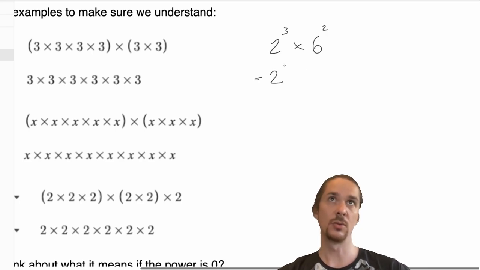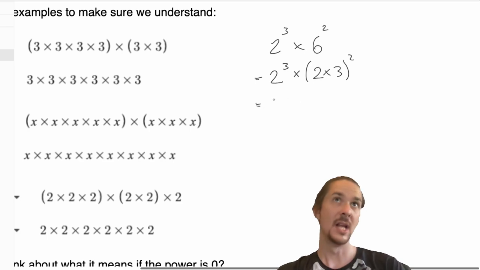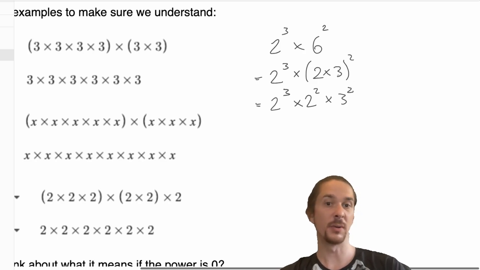So this is 2 to the power of 3 times 2 times 3 to the power of 2. Now, this is foreshadowing something that's coming. I'm actually going to explain how we deal with these brackets later, but right now, just assume you understand. So we have 2 to the power of 3 times 2 to the power of 2 times 3 to the power of 2. That power of 2 outside got applied to both of these things inside.